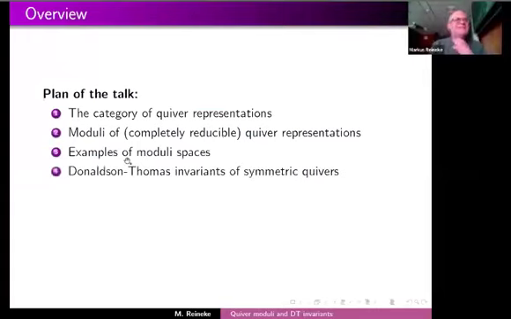Then I will introduce these DT invariants corresponding to symmetric quivers. Discuss one of the main surprises of DT theory, namely the integrality of these DT invariants, and that would actually be the main point for the knots-quivers correspondence later, and also work out some examples by hand there with some classical algebraic geometry. Okay, so that's the plan for the talk.